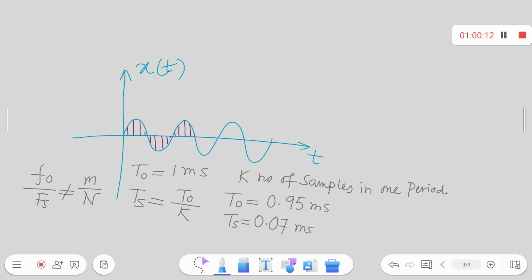The first sample in the first period and the first sample in the next period are not the same. So this sample here and the sample here are not the same. This is only possible if you maintain this particular formula, that means f naught by fs is represented in the m by n form. So that is all about the periodicity.